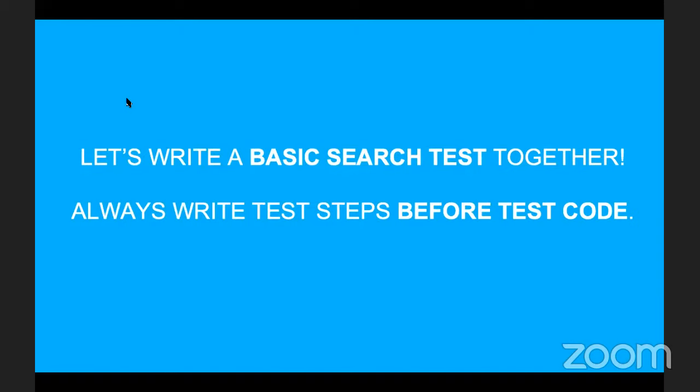I always, always, always recommend writing your test steps before you ever start to write test code. Make sure that you're testing the right things. Make sure you understand your behaviors under test well, and you can explain them in plain language before you jump into the automation code. So with that in mind, let's write a basic search test together for DuckDuckGo.